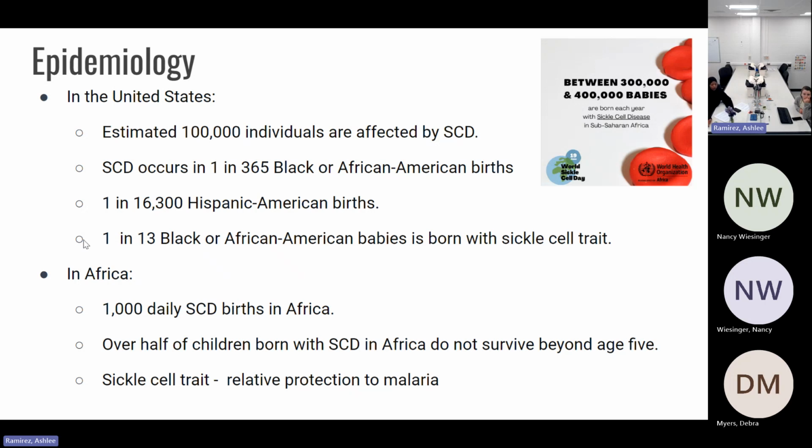which is significant. Globally, Africa bears the greatest burden of this disease because of the geographic link between sickle cell disease and malaria, where there are about 1,000 daily sickle cell disease births. Unfortunately, children who are born with sickle cell disease often don't survive beyond the age of 5. They usually die from either severe infection or severe anemia. And like I mentioned previously, there's this geographic link between sickle cell disease and malaria, but only the trait carriers have a reduced susceptibility to Plasmodium falciparum.